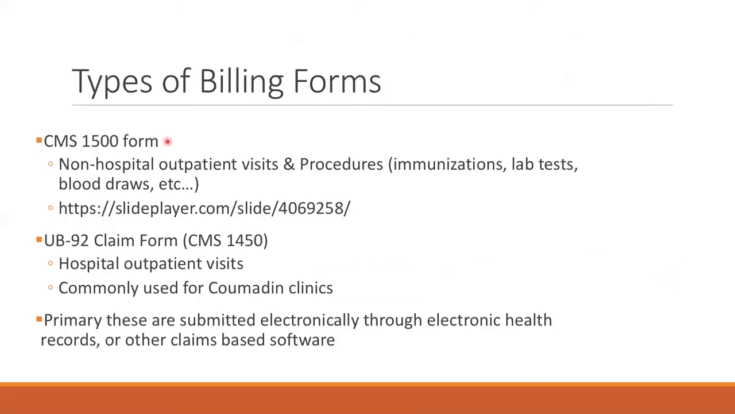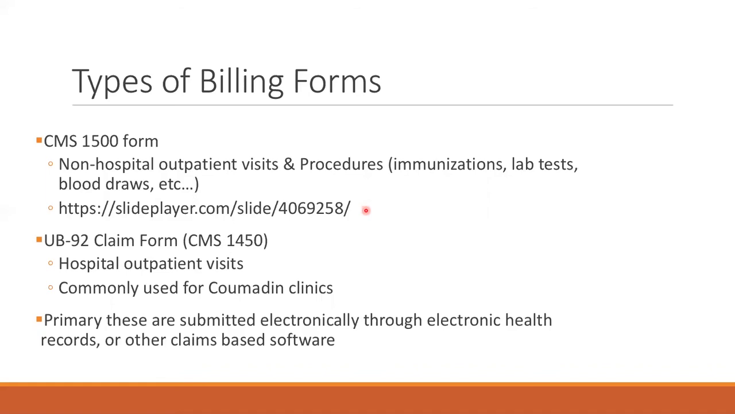Now, there's two different types of billing forms, and we're not showing them to you here. I do recommend you go look them up and just see what the format is so you can see the content of what's on them. But the CMS 1500 form is what we would use for non-hospital outpatient visits and procedures. So that's an office visit for evaluation and management services, or MTM. That's immunizations, lab tests, and so forth. And then there's the UB92, also known as the CMS 1450 form, which is used for hospital outpatient visits and billing facility fees. And you'd likely see this more with a Coumadin clinic or hospital-based practice that's performed in the outpatient clinics around or operated by the hospital.